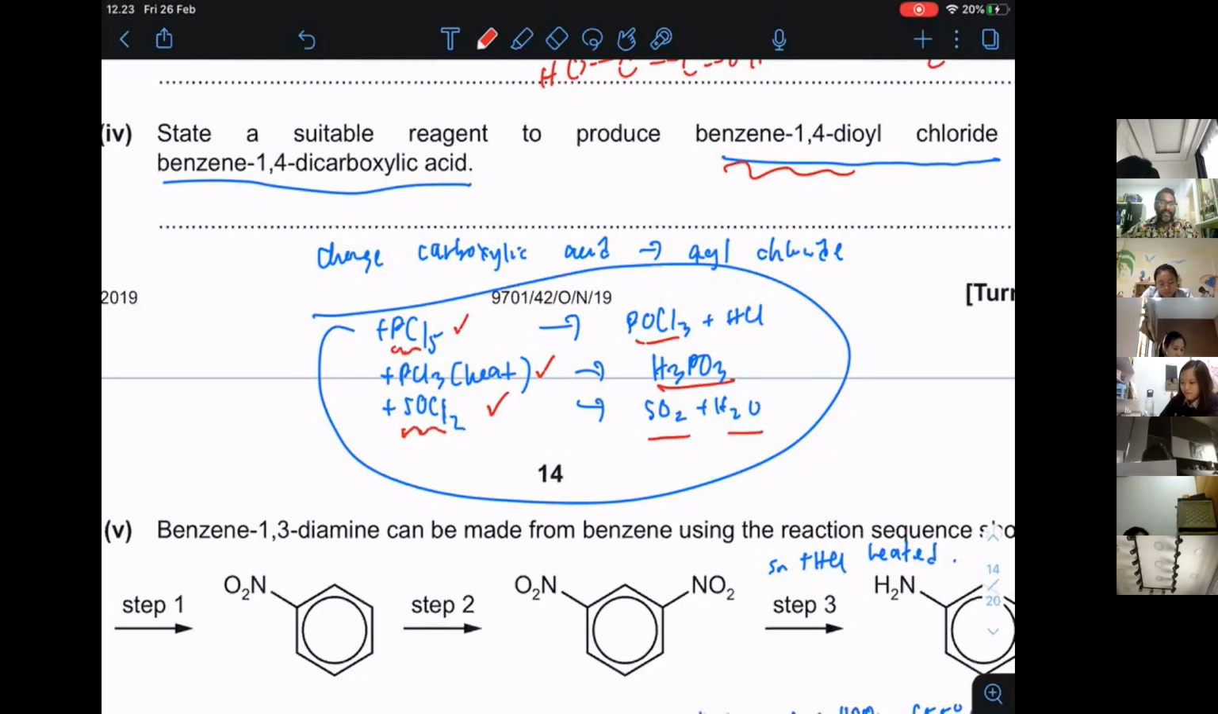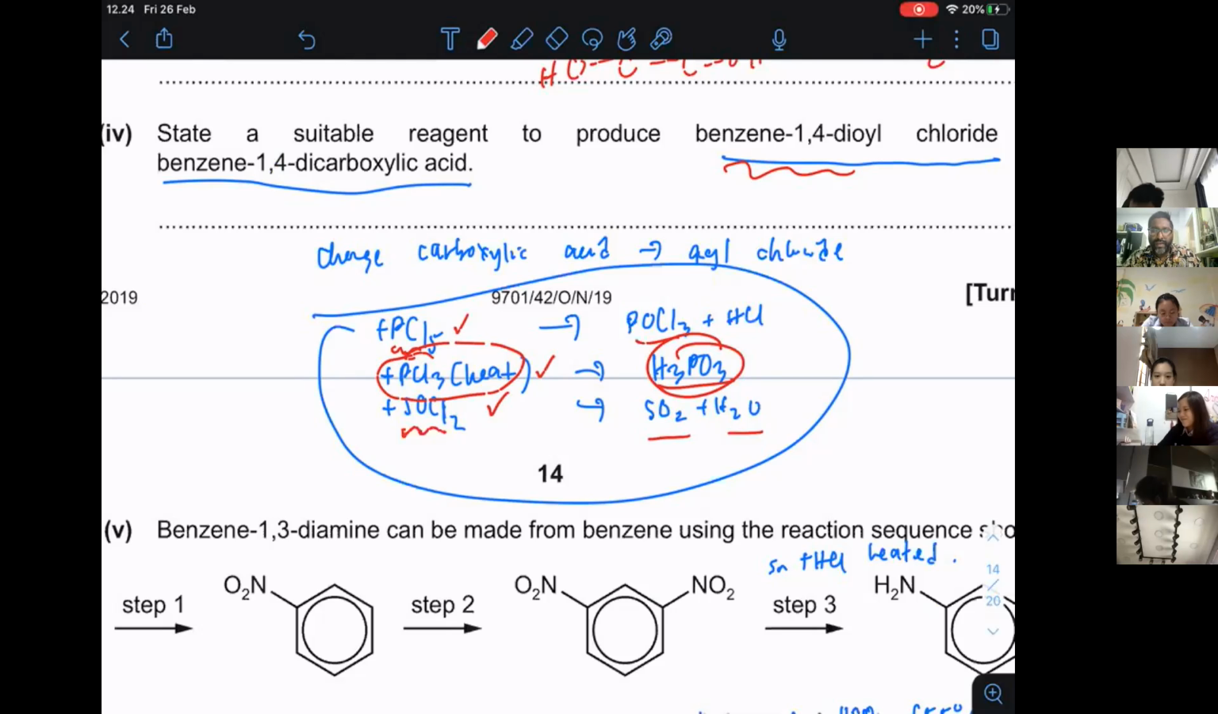But in this case, please remember one condition. PCl3, if you want to form H3PO3, PCl3 will require heat. You cannot do this without the presence of heat. So it requires heat, and for PCl5 and SOCl2, you do not need heat.